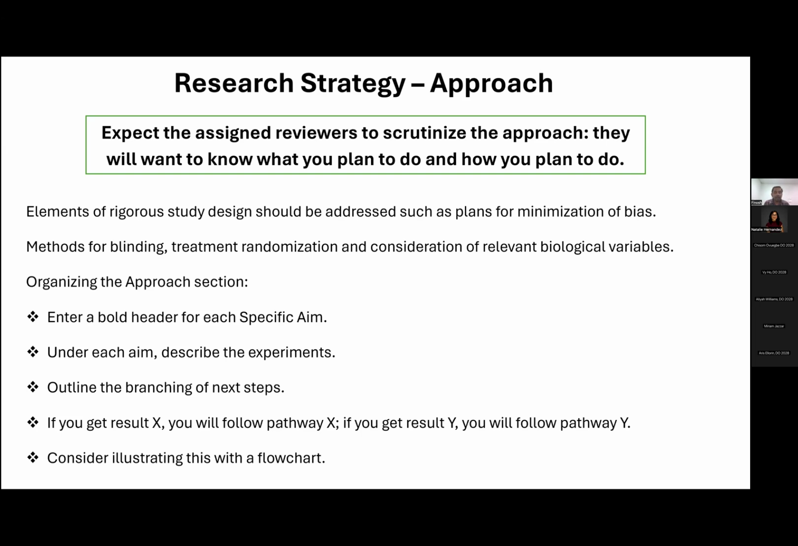And also, when we organize the approach session, start with a bolder heading to emphasize or to articulate the specific aims. Under each aim, we can have sub-aims where we can describe the experiments and also outline the branching for the next step, how we are going to proceed to the next step. For example, if you get a result X, you will follow pathway X. If you don't get result Y, you will follow pathway Y. Like that, you can give, okay, if I get this, I will go this. If I don't get, I will go that route. It will be worthy considering those experimental approaches in a self-explanatory flowchart.